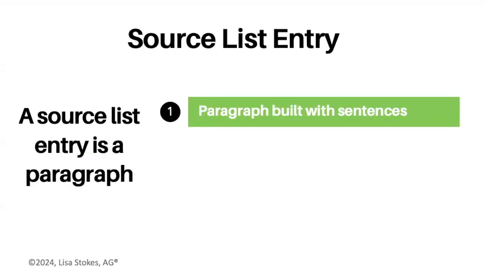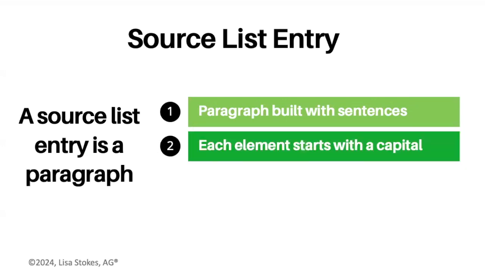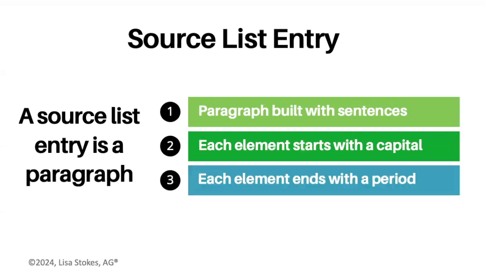And the source list entry is a paragraph. So if you can view it as a paragraph, it will help you remember. So it's a paragraph built with sentences. Each element starts with a capital, and each element ends with a period.